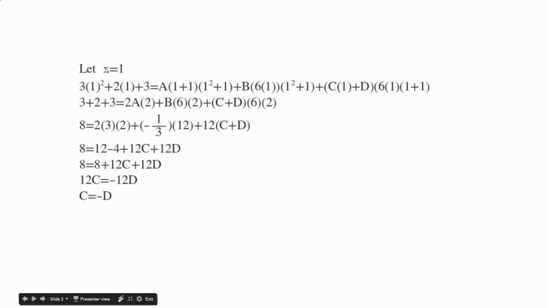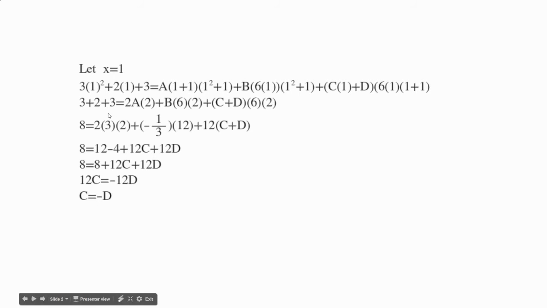So we're going to try letting x equal 1. So I put it into our problem once again here. You have 3 times 1 squared plus 2 times 1 plus 3 equals A times 1 plus 1 times 1 squared plus 1 plus B times 6 times 1 times 1 squared plus 1 plus C plus D times 6 times 1 times 1 plus 1. And so that simplifies out. You have 3 times 1 squared is 3 plus 2 plus 3 equals 2A times 2 plus B times 6 times 2 plus C plus D times 6 times 2.